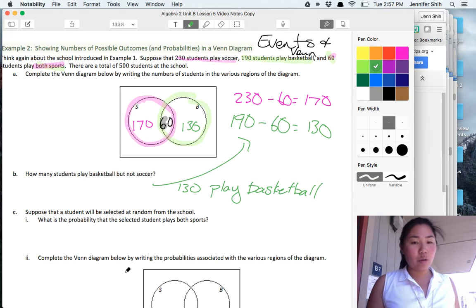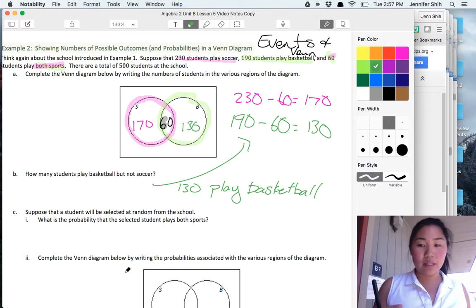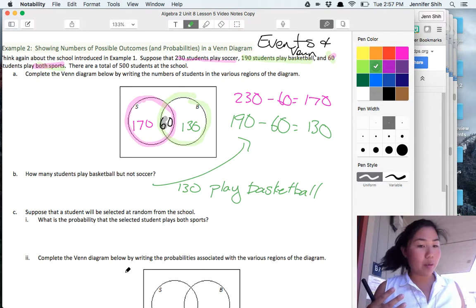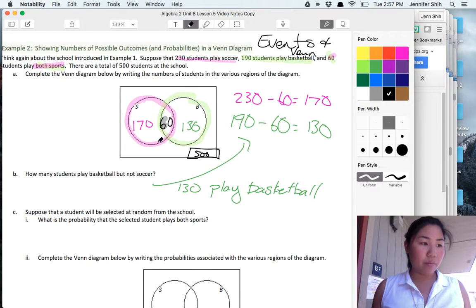Part C. Suppose that a student will be selected at random from the school. So now we're introducing probability, because that's what our whole unit is about. What is the probability that the selected student plays both sports? The other number that we're missing down here is the total. Does it tell us the total? Yes, 500 students. We didn't fill that out.